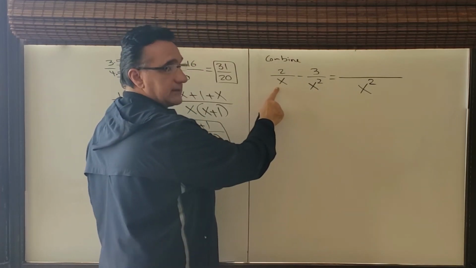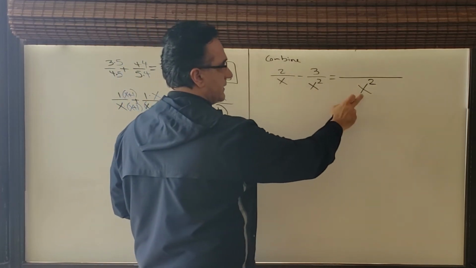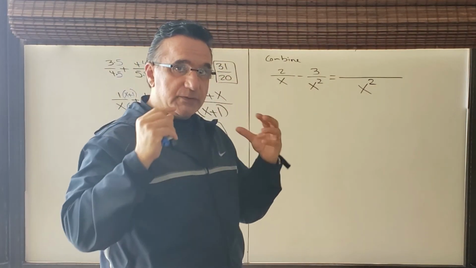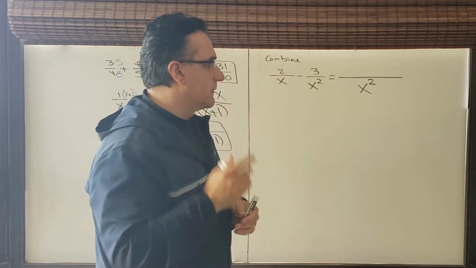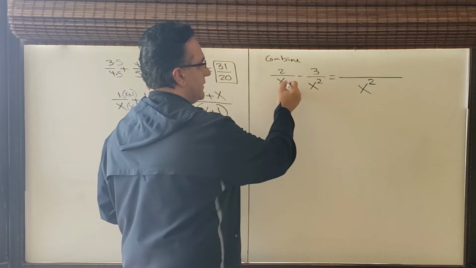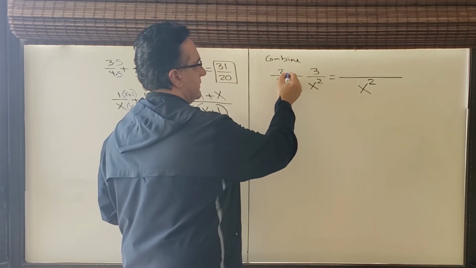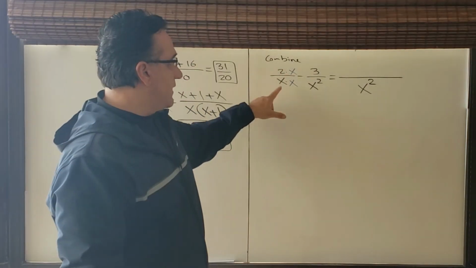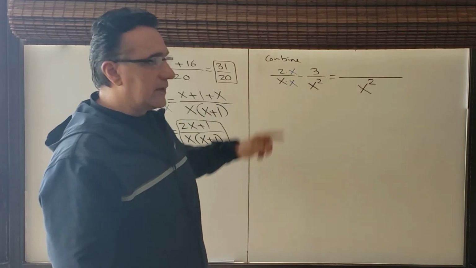But this one is not. This one is x. So in order to turn it into the common denominator, which is x squared, we're going to have to multiply by, I can hear you, some of you say, x. And that's exactly what we do. But remember, if you do something to a denominator, you got to do exactly the same to the numerator.